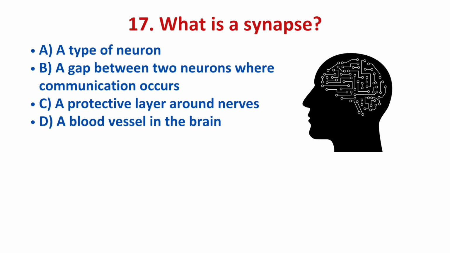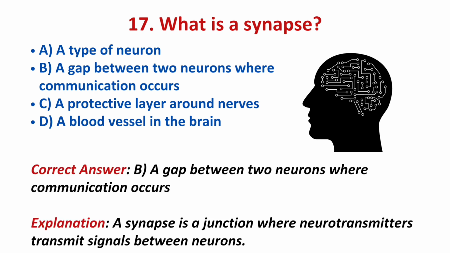Question number 17. What is a synapse? Options: a type of neuron, a gap between two neurons where communication occurs, a protective layer around nerves, and a blood vessel in the brain. And the correct answer is option B. Synapse is a gap between two neurons where communication occurs. Synapse is a junction where neurotransmitters transmit the signal between the neurons. So the correct answer is option B.